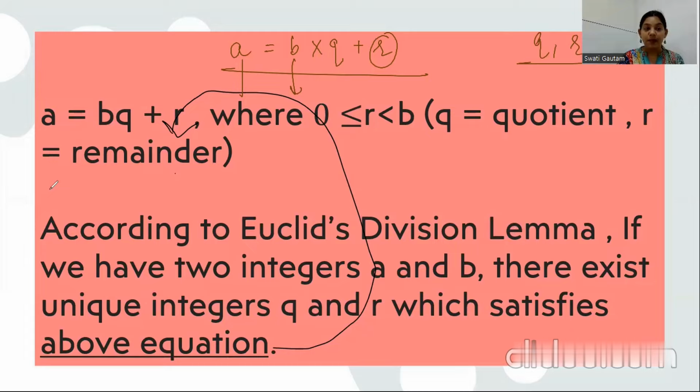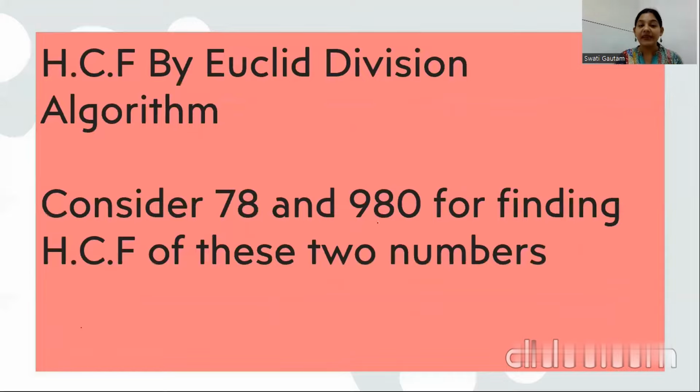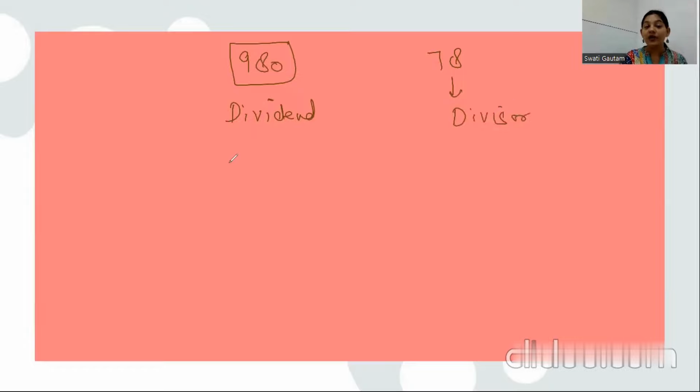Now moving to the next part: how to find the H.C.F using the Euclid division lemma. Let's take a question: 78 and 980. Suppose we have two numbers, 980 and 78. Whenever you use the Euclid division algorithm lemma to find the H.C.F, always take the bigger number as the dividend and the smaller number as the divisor. Write the dividend on the left hand side and the divisor on the right hand side. Now find the quotient.